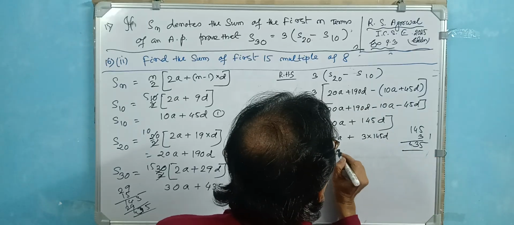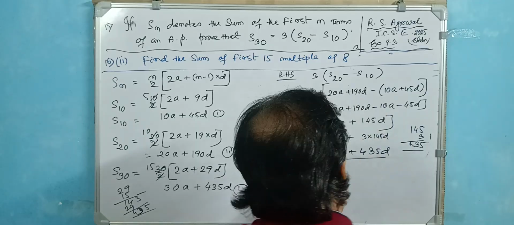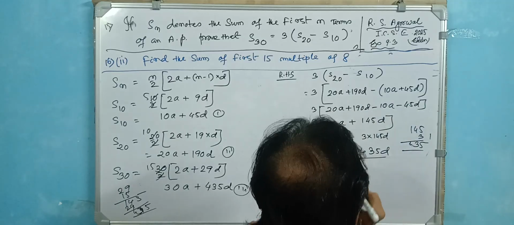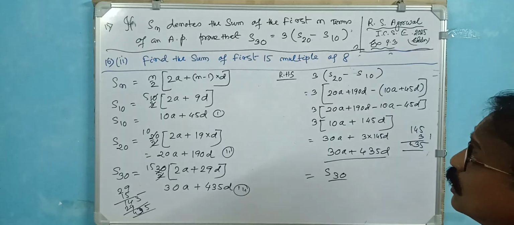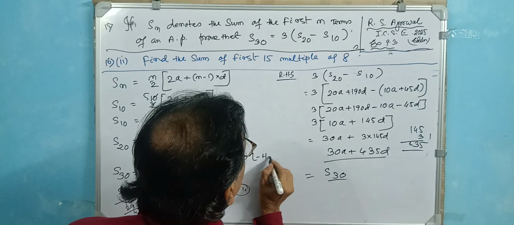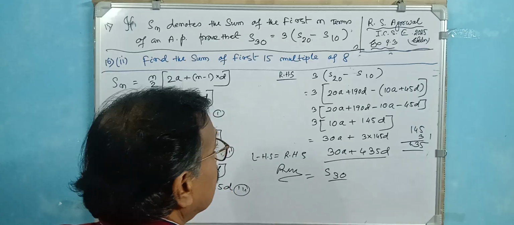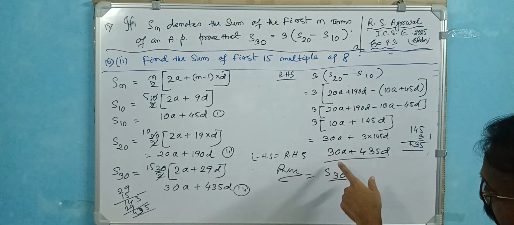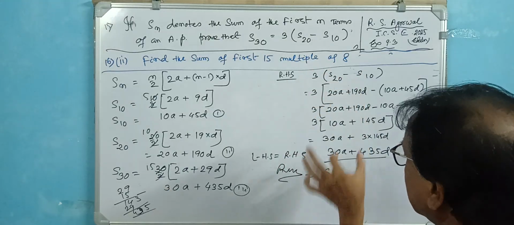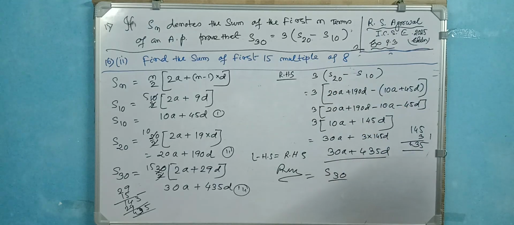145 into 3 is 435. So 30a plus 435d. But what is this value? It is S30. So the RHS is equal to S30, and that is the proof. So you write: proved, LHS equal to RHS. From the RHS, you calculate and get this, which is the value of S30. That means 3 bracket S20 minus S10 is equal to S30.